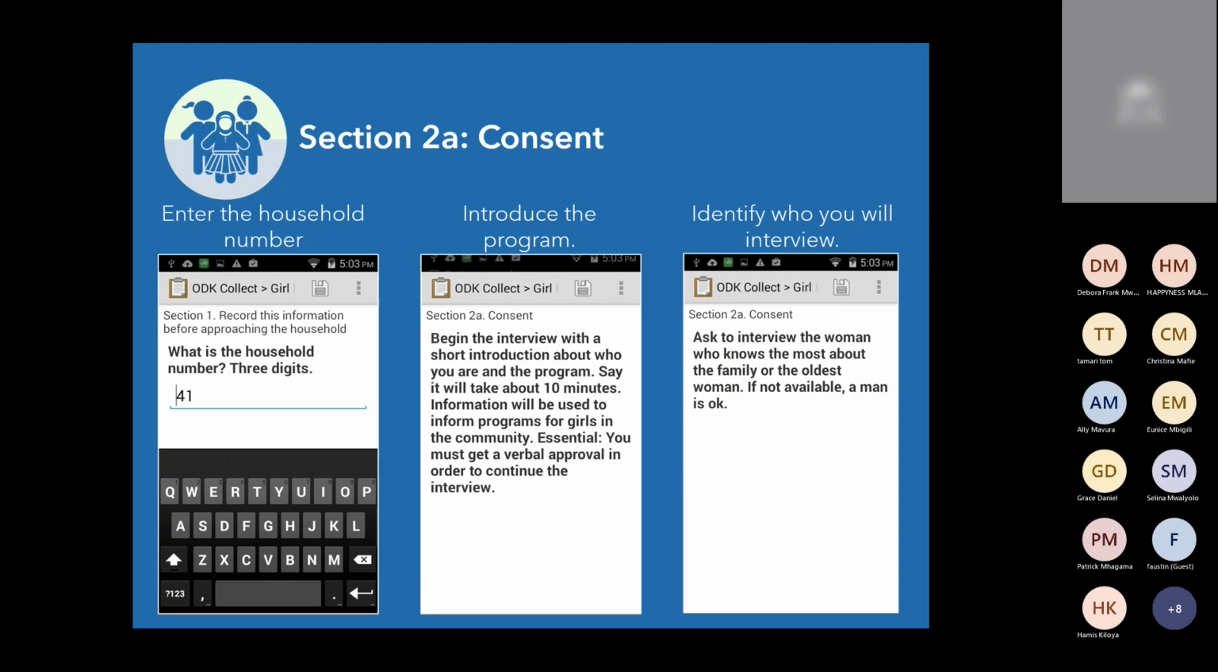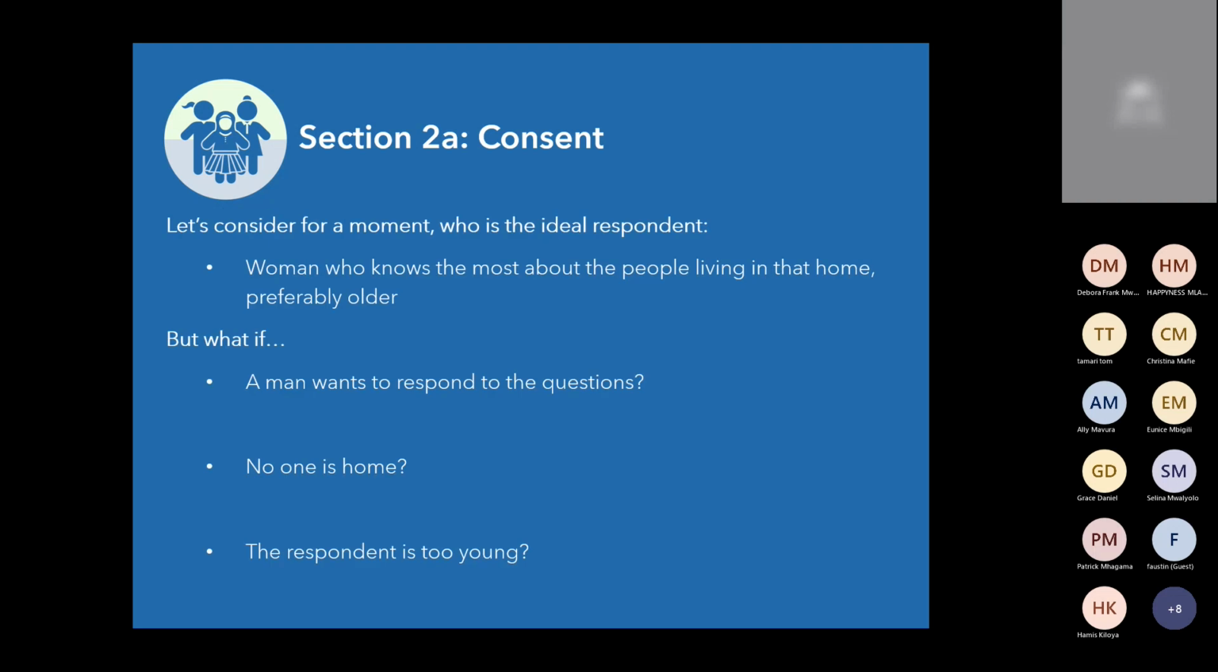You're going to introduce the program. So you already have made your way to the house. As I mentioned yesterday, you have to really think through how you want to introduce yourselves. Make sure you're not over-promising. Make sure you're thorough. Make sure that they feel comfortable. And you're going to ask to interview the woman who knows the most about the family or the oldest woman. And if not available, a man is okay.